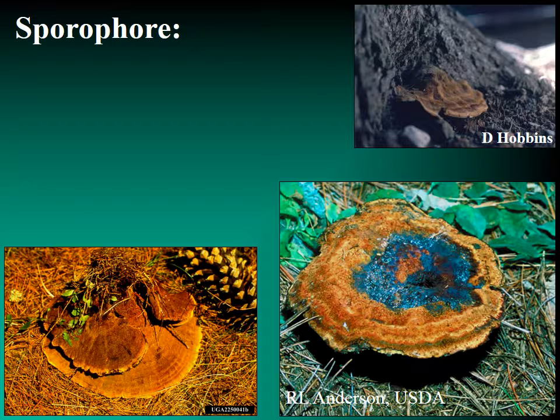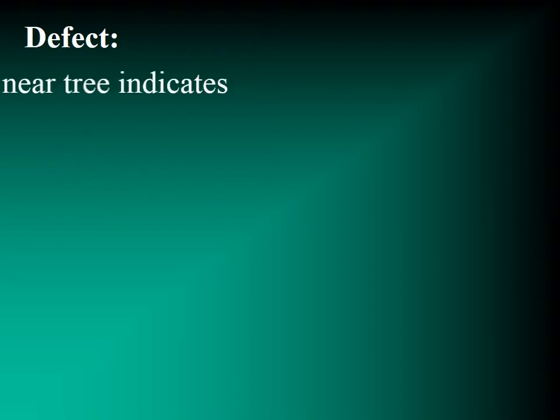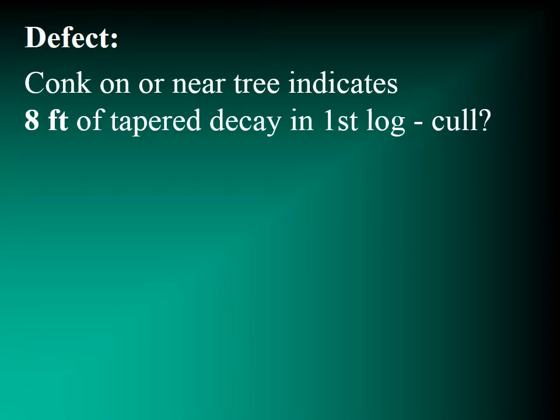It's more common that you'll see them on the ground near the base of the tree. As they get older, they will turn black, but they're going to be a velvety dark top. The defect is never more than 8 feet. It's usually an 8-foot tapering decay. This will only occur in the butt log. And again, it depends on the size of the log how far along this will go. This could take decades in order to eat up the whole log.